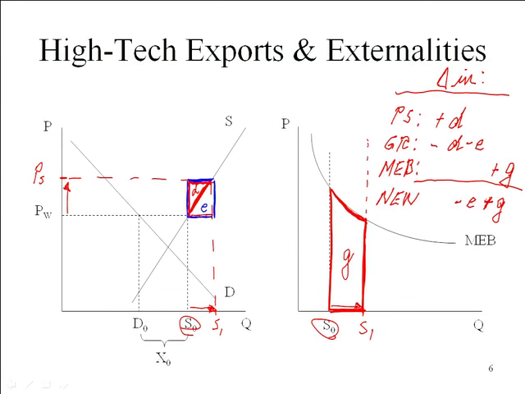Now minus E in this case is our production distortion, and G is our marginal external benefit. So if we can argue that the marginal external benefit exceeds the production distortion, then this is something that the country might very well do. Notice that this does increase the amount of exports that the country is also undertaking.